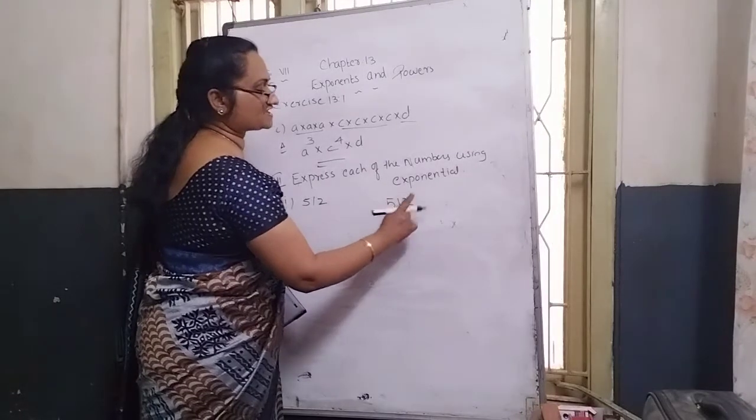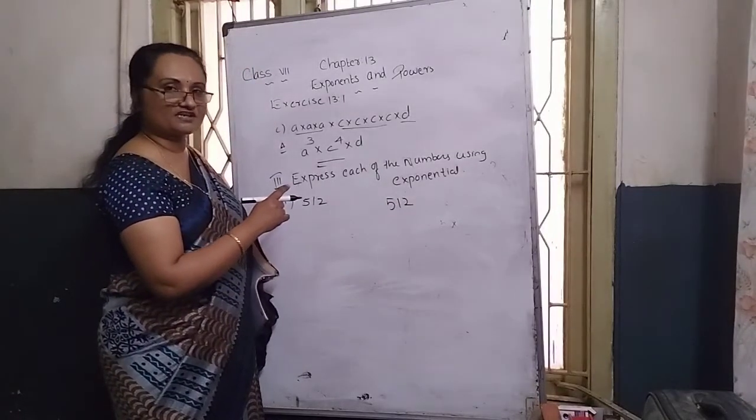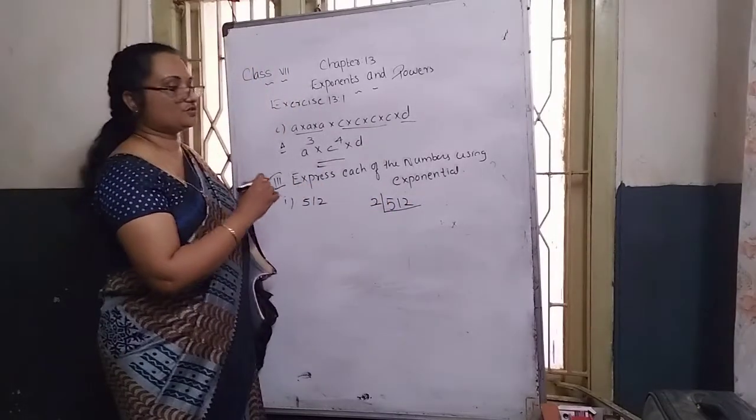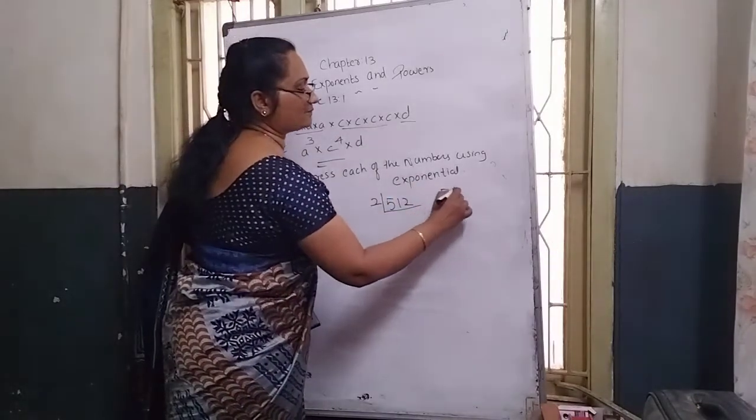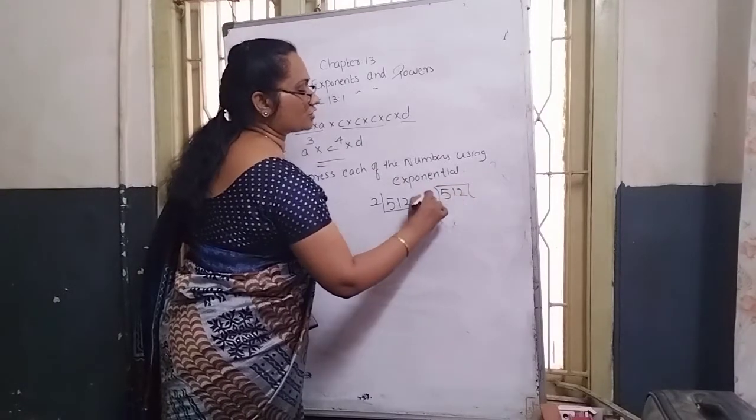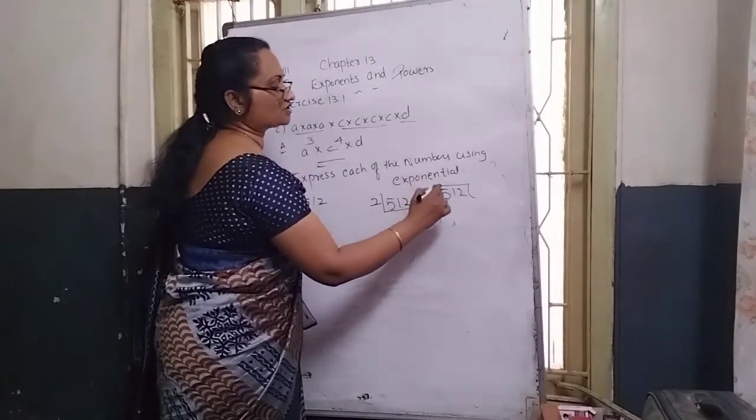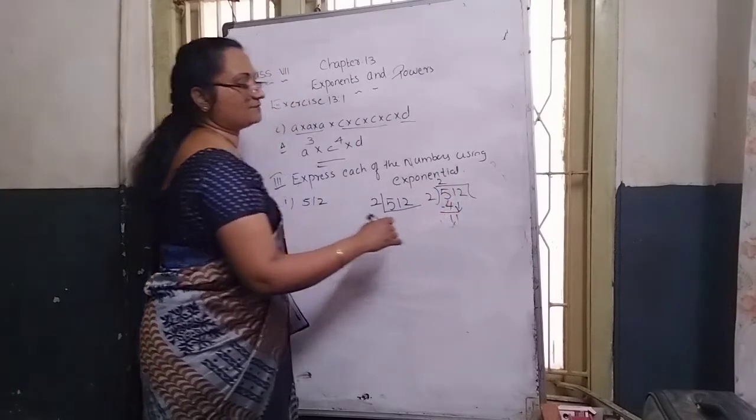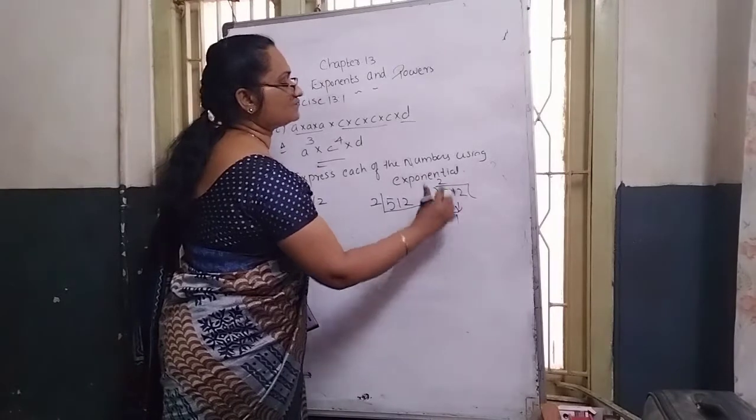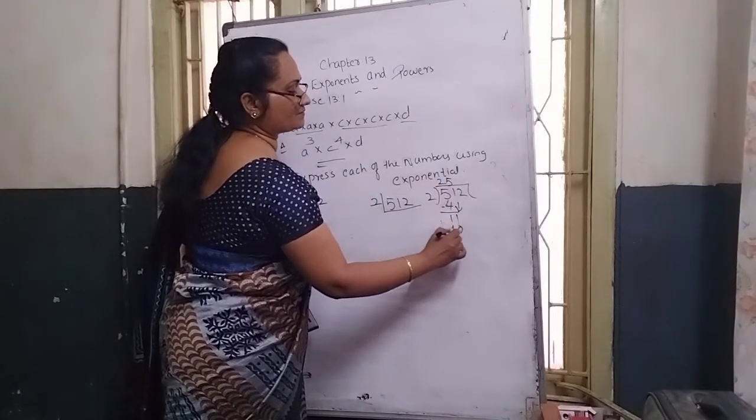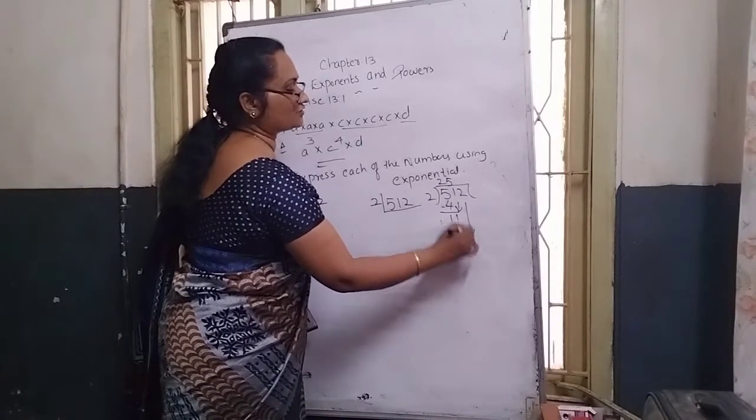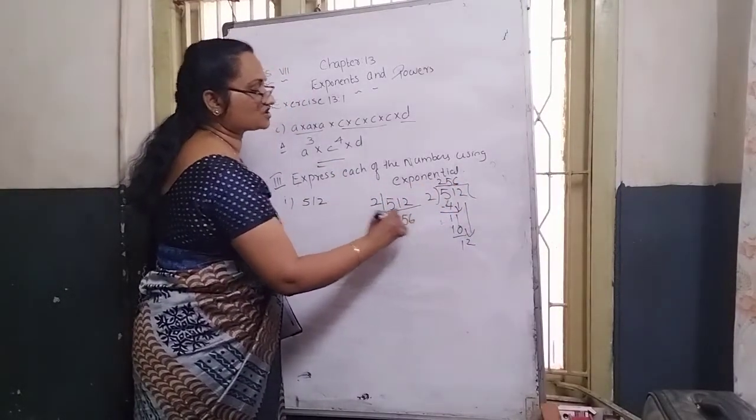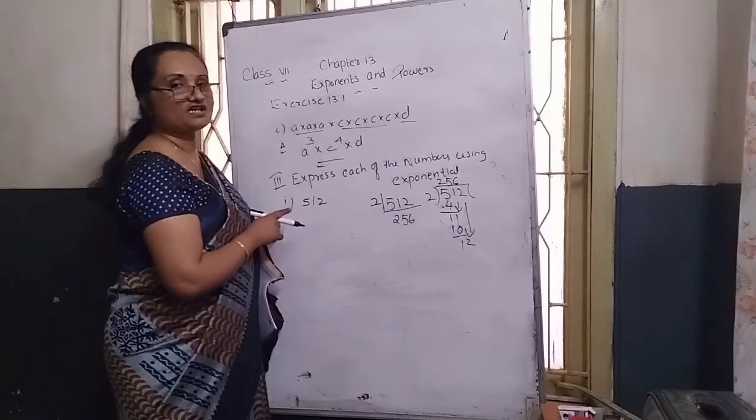In 512, the unit place is which number? 2. Is 2 an odd or an even number? Even number. That's why we can start with the prime number 2. Mental calculation or draw a separate division box and divide. 2 fives are 10, 2 times 4, subtract, 1. Next number bring down, 2 fives are 10, subtract, 1. Next bring down 12, 2 sixes are 12. So how much did we get? 256 is the quotient. Write the quotient down.